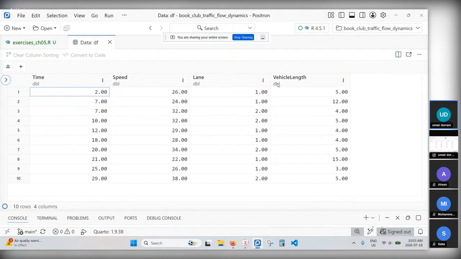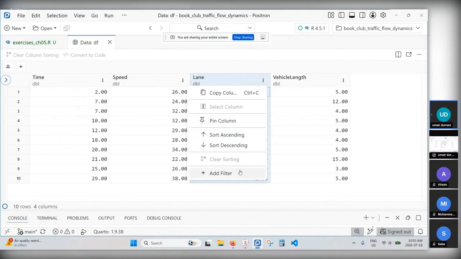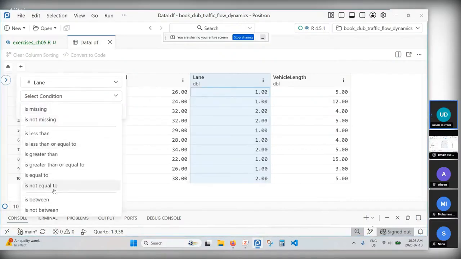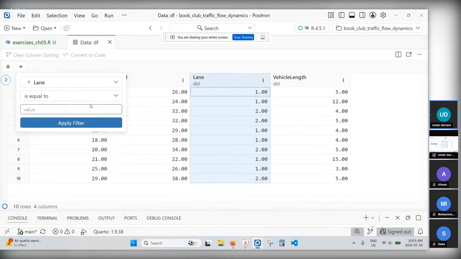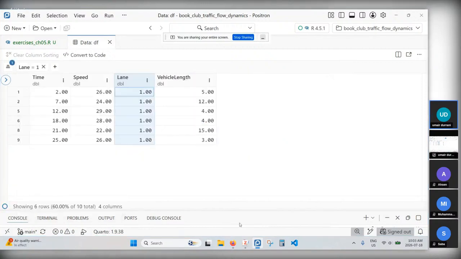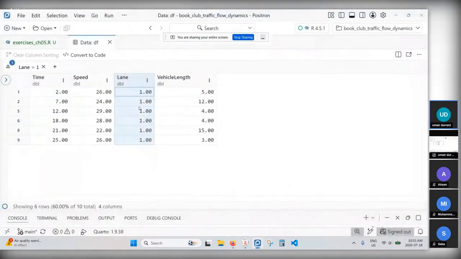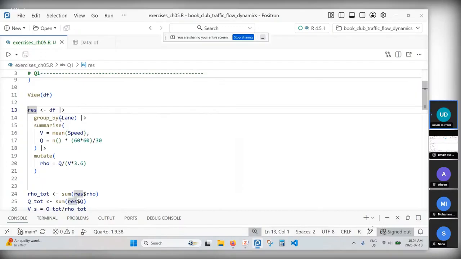So if we, for example, look at the macroscopic quantities by lane, I can add filter here and then select only the lane 1 here. Lane 1 is, according to this, the right lane, and lane 2 is the left lane. So what we want to do is estimate the traffic flow and also estimate the speed. And the speed should be the arithmetic mean speed, which means just take the average of this thing. So that's exactly what we do in the next step.